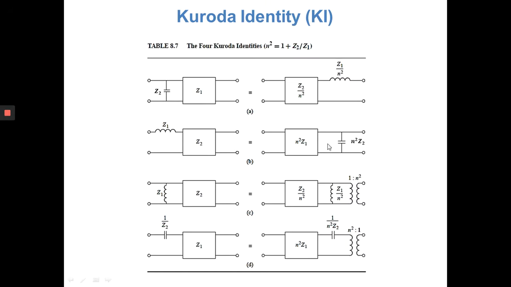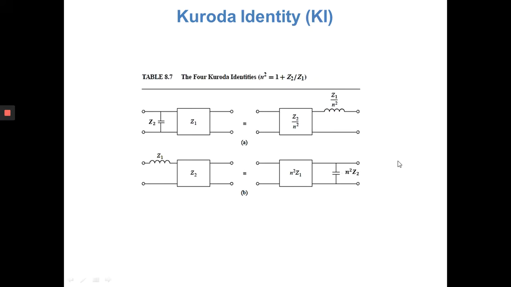Usually they put 1 by Z2 and 1 by n square Z2, which is a little bit confusing. So I changed it here to Z2. I will obviously tell you what this signifies, but for your demonstration purpose, these are the four identities. These two identities are basically similar, but these are for the more complex problems. So we will cover these two, which will be well enough for this filter implementation. So here we have these two identities.